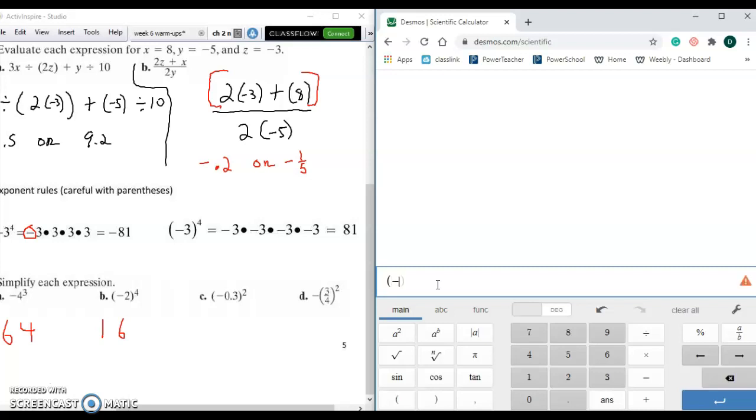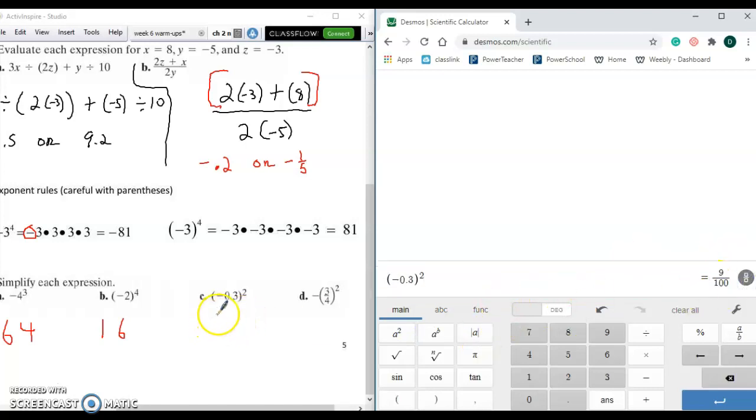Parentheses, -0.3. And then we're going to square that. 0.9 or 9 over 100. And again, notice how it's positive, right? Actually, since this is a decimal, I'll leave it as a decimal. So that'd be 0.09.